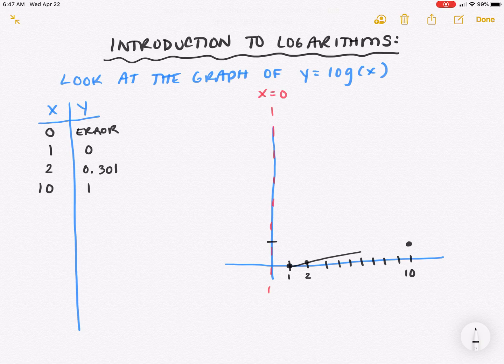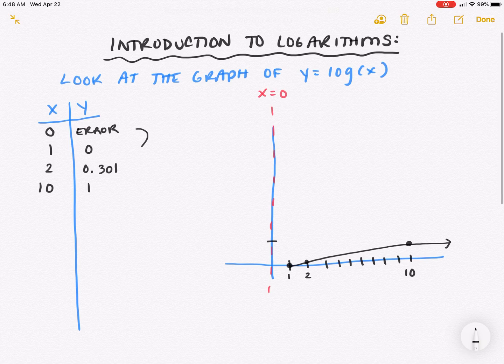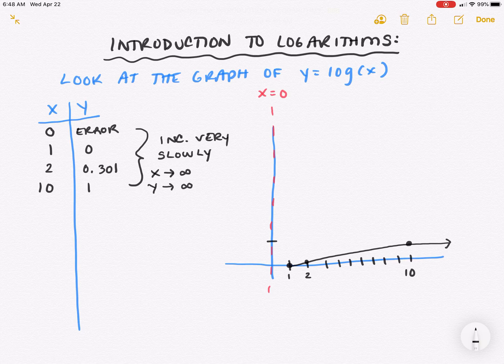Now this thing is increasing, but it's increasing very, very slowly. It's actually the opposite of a different type of function we were just talking about. If we think about end behavior, as your x's get bigger and bigger, your y values will also continue to approach infinity. It just does it incredibly slowly.